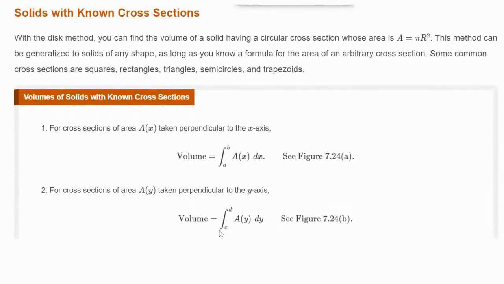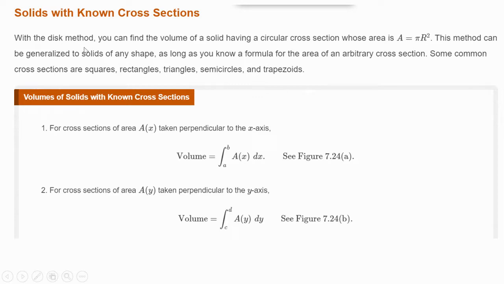Okay, now we move into the last topic for this lecture, and this is talking about solids with known cross sections. And this has to do a lot with using the integral to get areas by accumulation that I talked about at the very end of last period with you. Okay, so here we go.